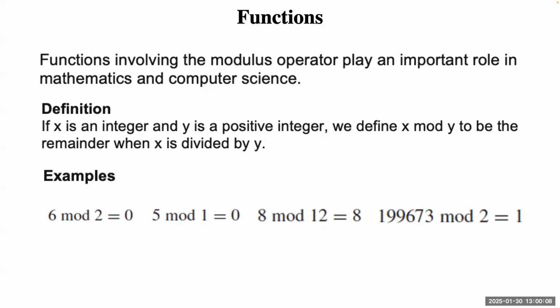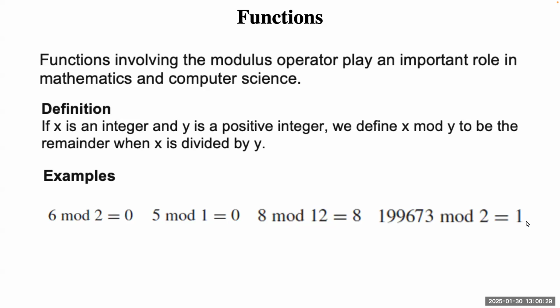199,673 mod 2 turns out to be 1. If I divide 2 into any number, there are only two possible remainders, 0 or 1. So all this is telling me is that 199,673 is an odd number because 2 divided into this doesn't go evenly. It leaves a remainder of 1.